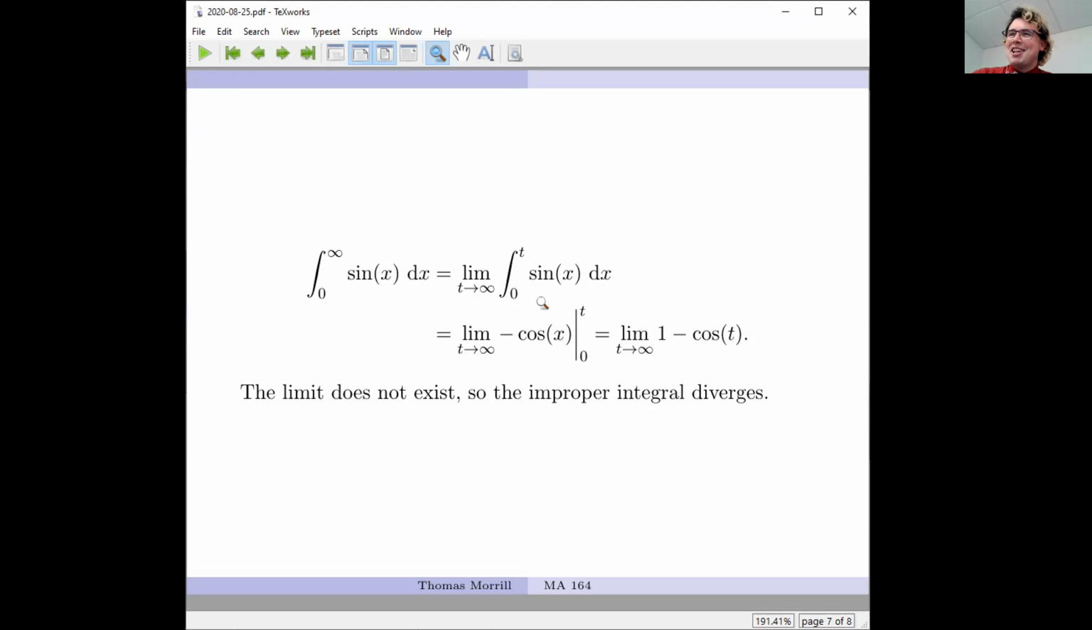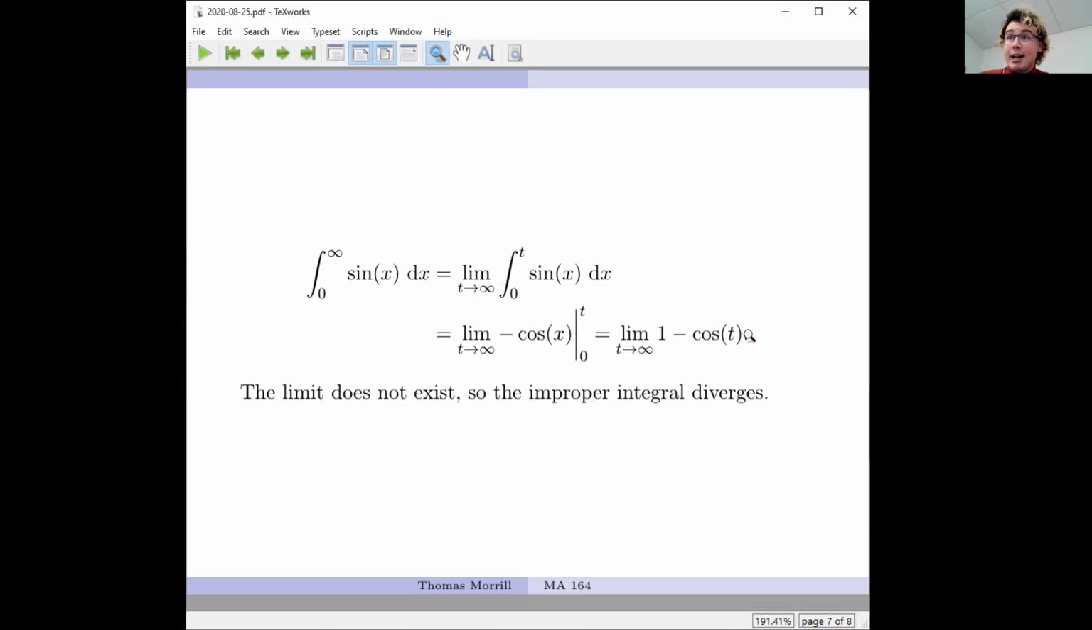And I know my antiderivative is minus the cosine of x. Just like I was hinting, all I have to do is evaluate at the points x equals t and x equals 0. So I'm taking the limit of 1 minus the cosine of t.